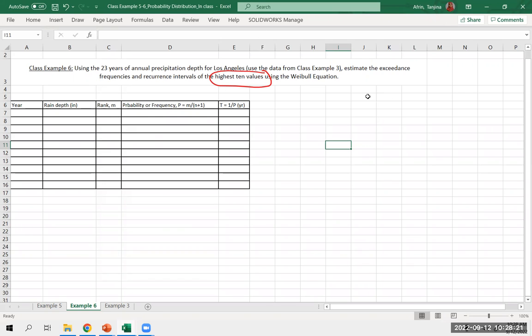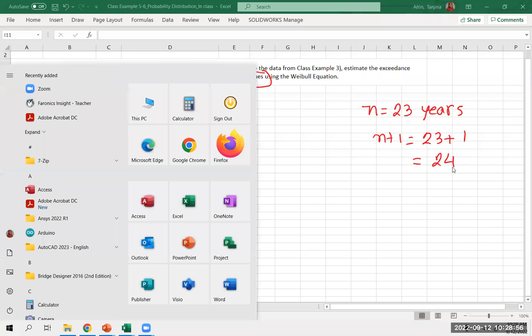Okay, so they ask you to find the probability or frequency and the return period, right? We know the return period is 1 over probability, which is good. Once we find the probability, we can find the return period. Now, for the probability of frequency, the equation is P equals M over N plus 1. So what is N? 23 years, right? So N plus 1 is what? 23 plus 1, 24, right?